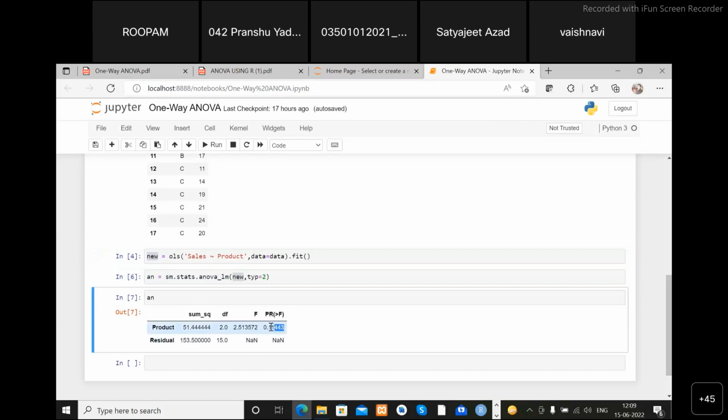So you are not going to reject the null hypothesis. If the value is less than 0.05, then only you will reject the null hypothesis. Otherwise, you will not reject the null hypothesis. Here the value is not less than 0.05, so we will not reject the null hypothesis. The question is whether the mean sales of those three salesmen are the same or different. The p-value will give you this. So this is one-way ANOVA.